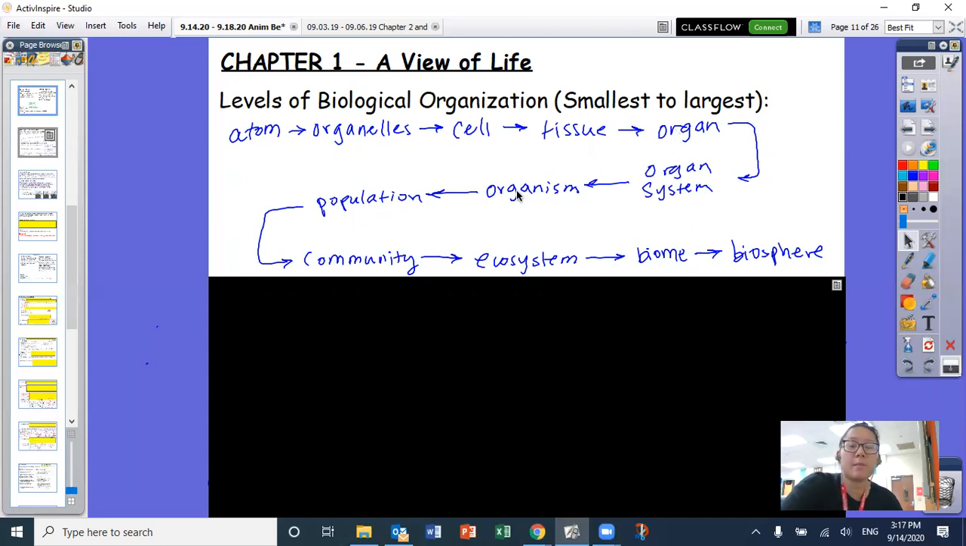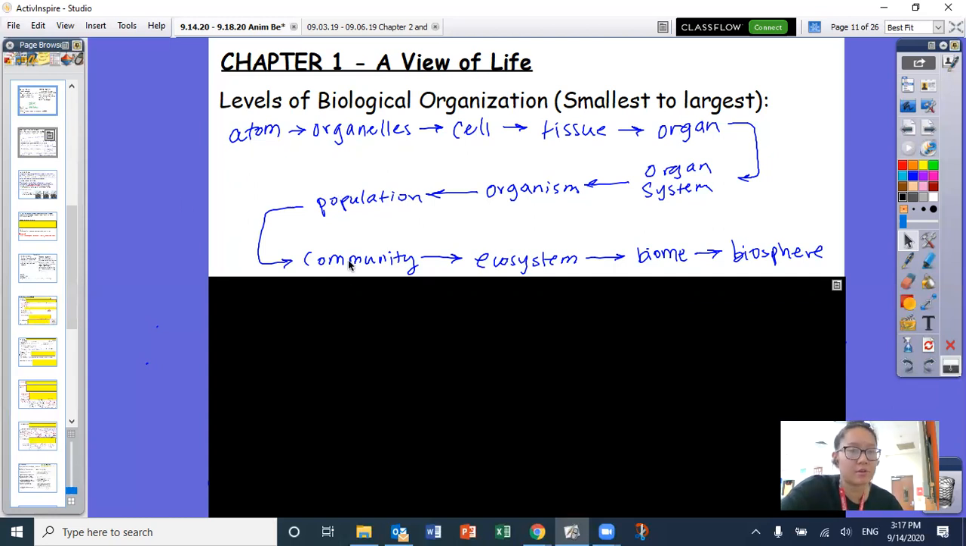If you have a bunch of the same kind of organism in one area, then you have a population. For example, the human population of Texas, right? It's all humans, it's all in one area, it's all in Texas, right? So it's all one species in one area. Now, if you go and have multiple populations together, then you have a community.